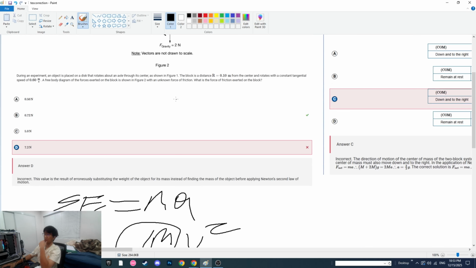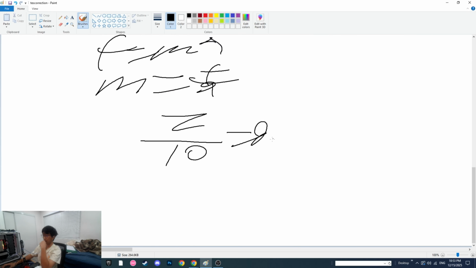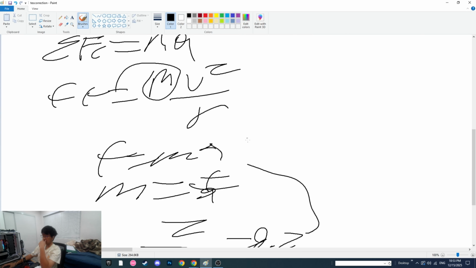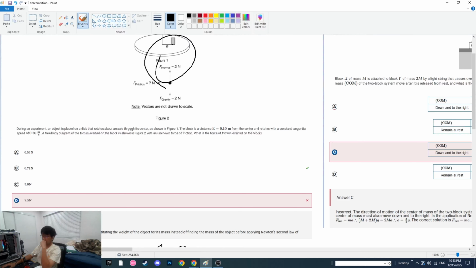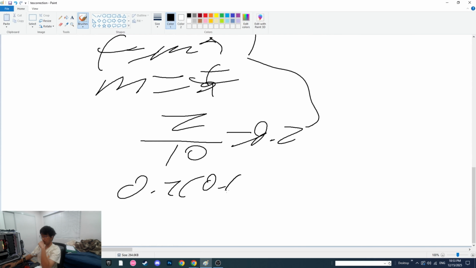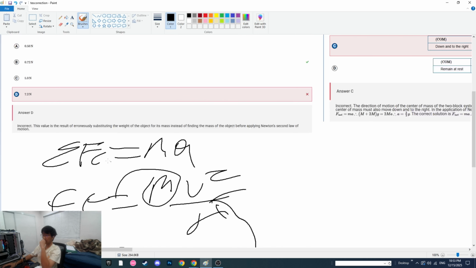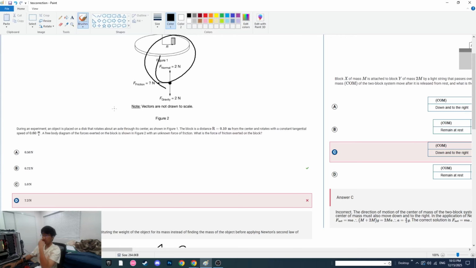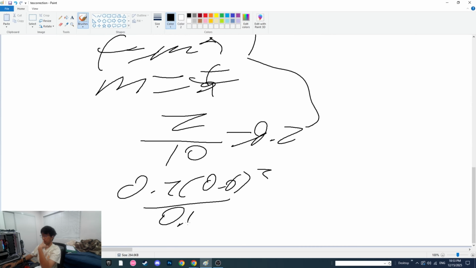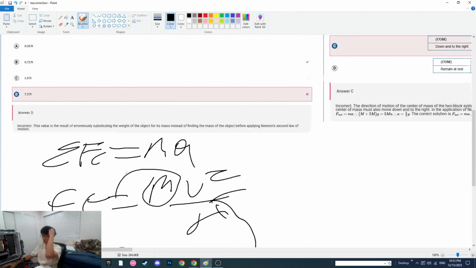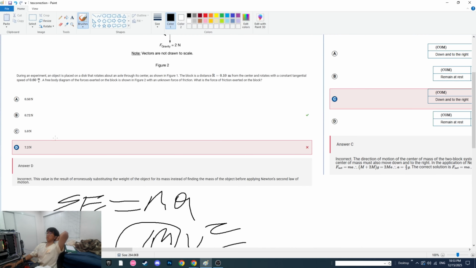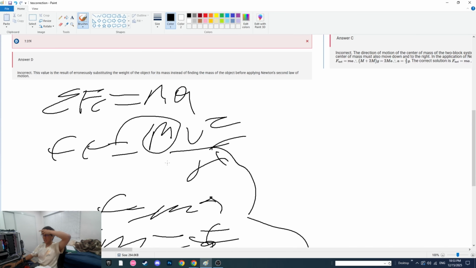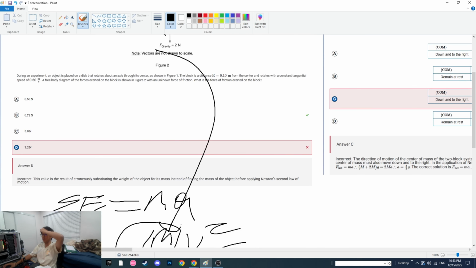And the acceleration is 10 for gravity, so we'll get 0.2. We can plug that back into the equation and get 0.2, and velocity, which is 0.6 squared over radius, 0.10. We should end up with 0.72. And the mistake I made was I didn't find m. I just plugged in 2 for this, and I ended up getting 7.2.